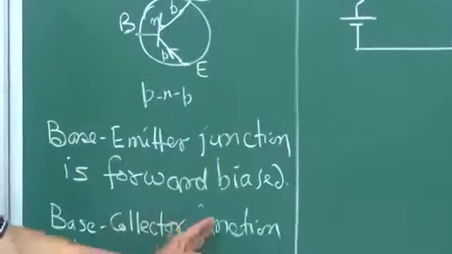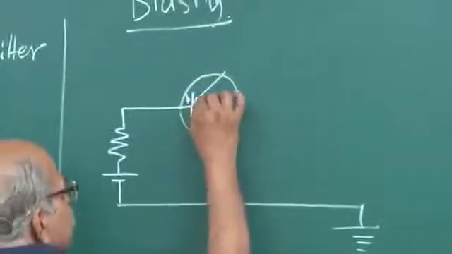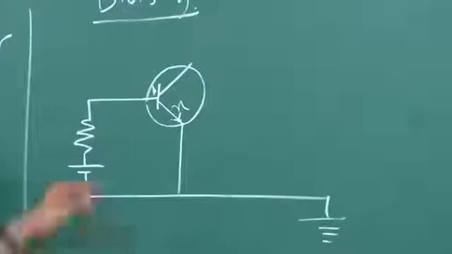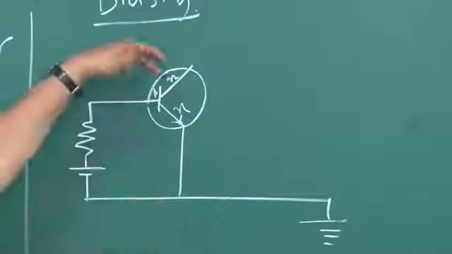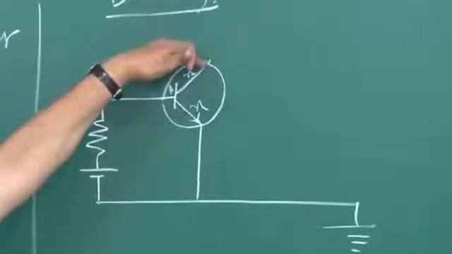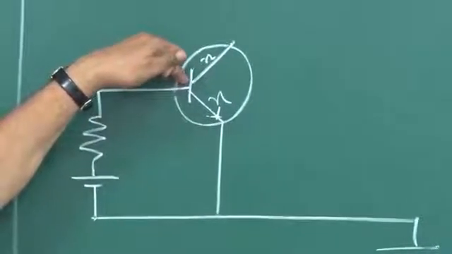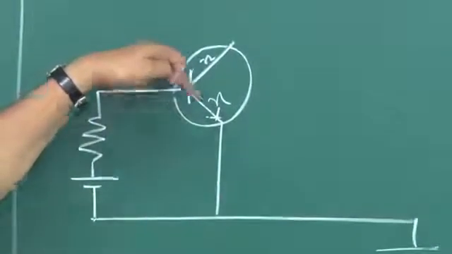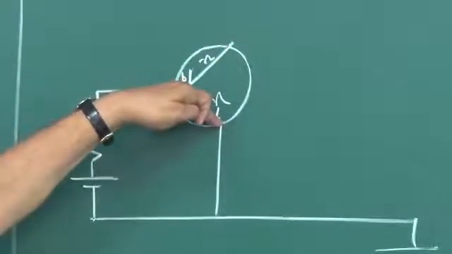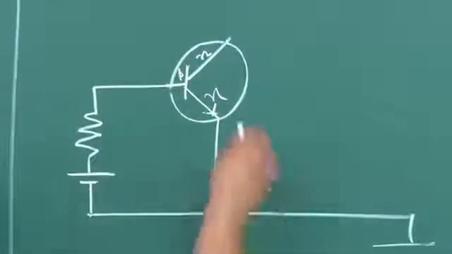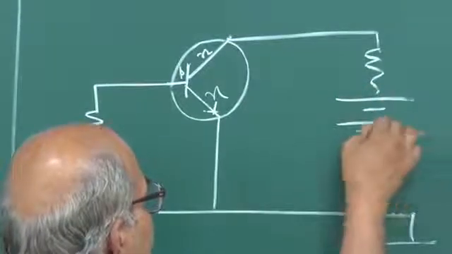And then the base collector junction should be reverse biased. So here is the base and here is the collector, and this has to be reverse biased, and remember this is N, this is P, then this is N. It has to be reverse biased. So this N side should be at a higher potential than this P side, and this is at a higher potential than this emitter. So this should be at a higher potential than the emitter voltage. So you have to add the positive of the battery here like this.